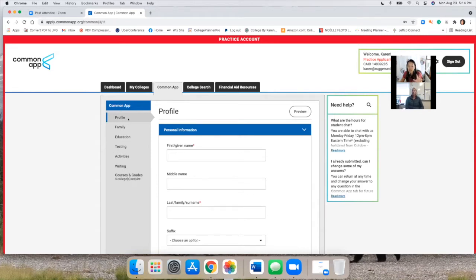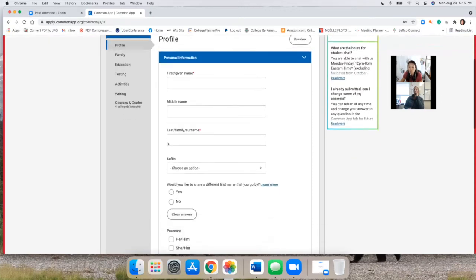All the sections here on the left-hand column, profile, family, education, testing, activities, and writing, will go to all the colleges. So every college you add to the Common App will get all this information. That's part of the greatness of the Common App, you don't have to retype this stuff over and over. If you're going to do Dartmouth and then you're also going to do Brown, they would get all this same information. So this is kind of what it looks like.